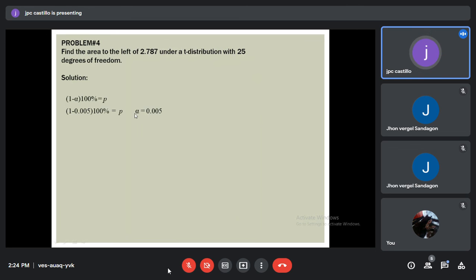We need to substitute it for A. Now, 1 minus 0.005 is equal to 0.995 times 100% equals 99.5%. Now, the area to the left of 2.787 under a t-distribution with 25 degrees of freedom is 0.995.